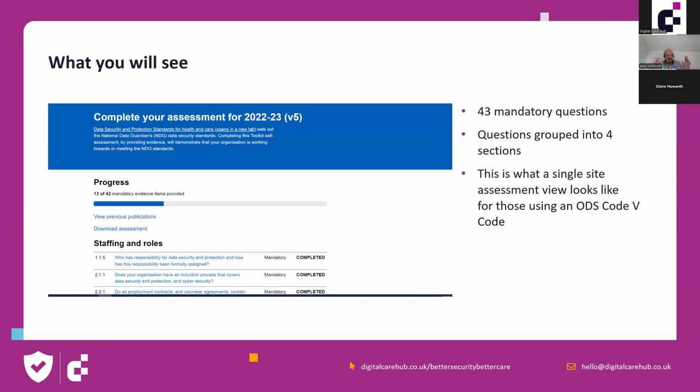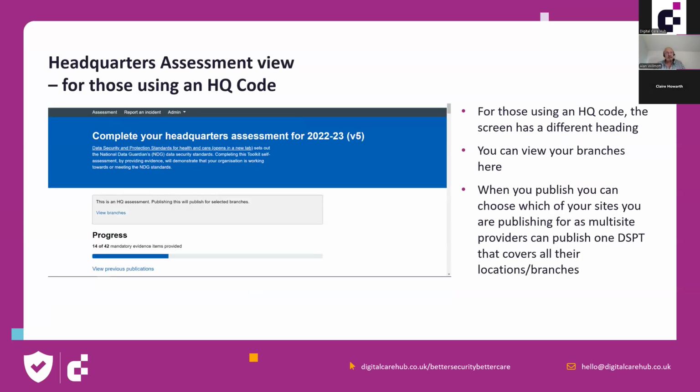If you were a headquarters assessment previously, it will look slightly different. So the headquarters assessment view states on the blue banner, complete your headquarters assessment for the relevant year. You will also notice that it states in the grey box underneath the blue banner that this is an HQ assessment, and that you can publish for the selected branches, and then there's a tab there that says view branches.